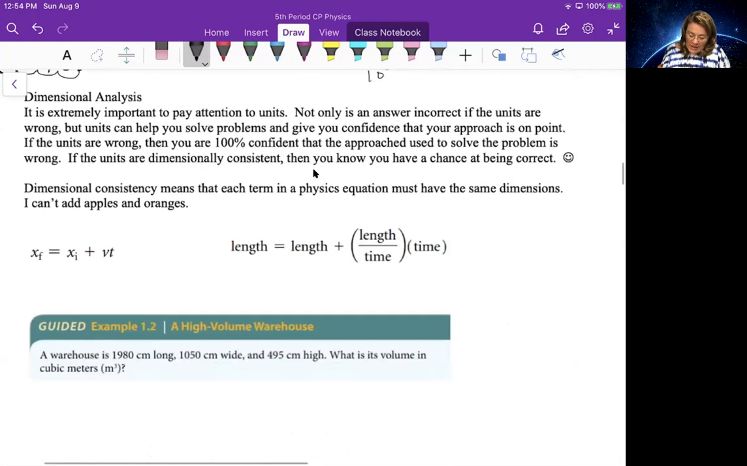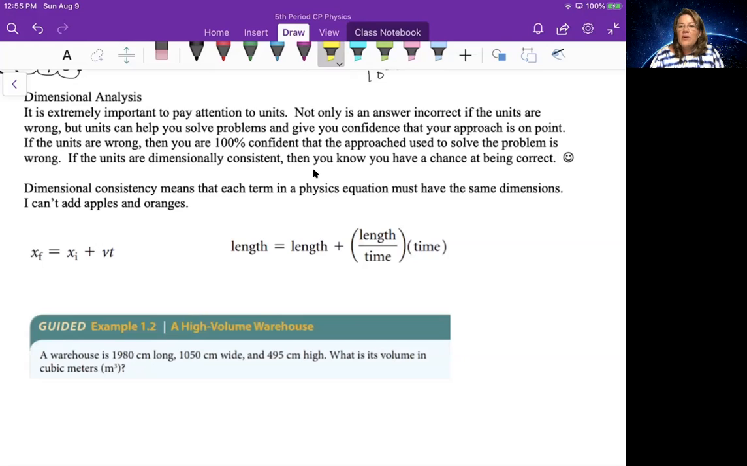Next, dimensional analysis. What does that mean? It is extremely important to pay attention to units. Your answer is incorrect if your units are incorrect, in this class. And I'm gonna do you a favor. It's gonna be a struggle at first because maybe your teachers in the past haven't been super diligent about that, but I'm gonna tell you, your answer is wrong if your units are wrong. Please put that in your head.